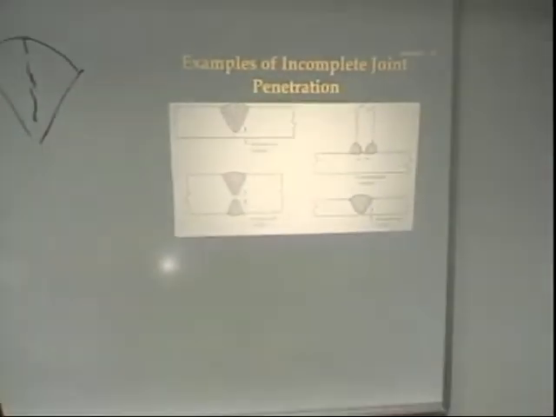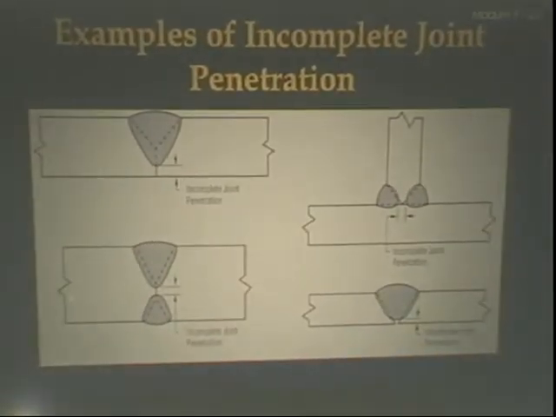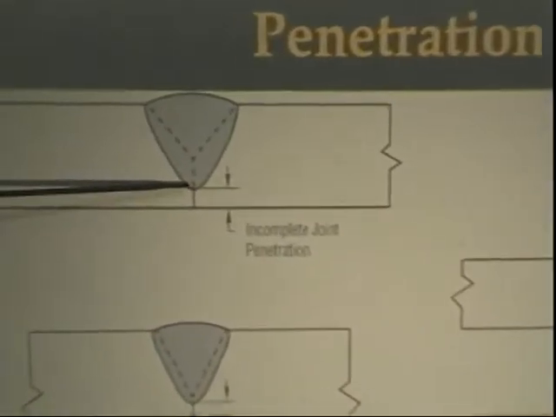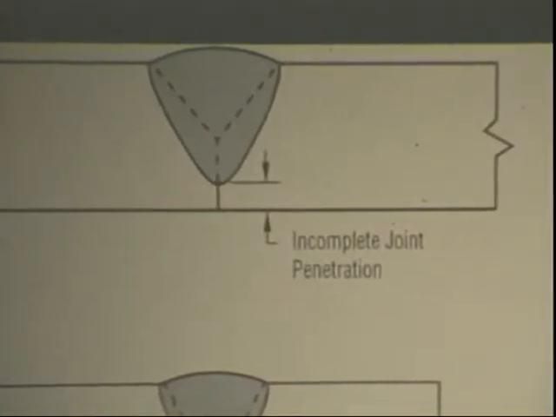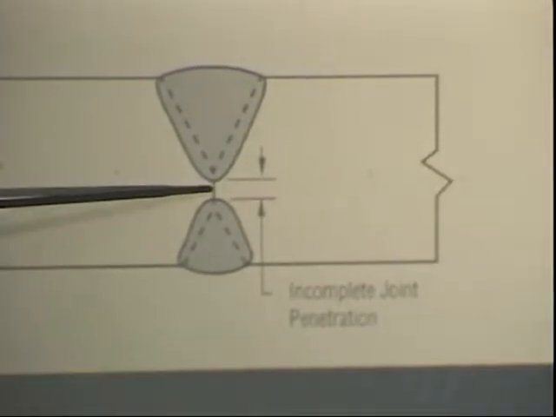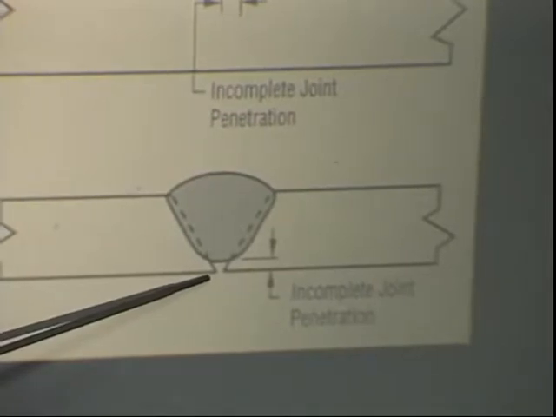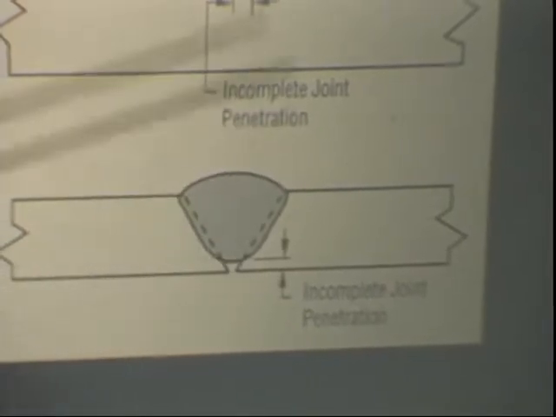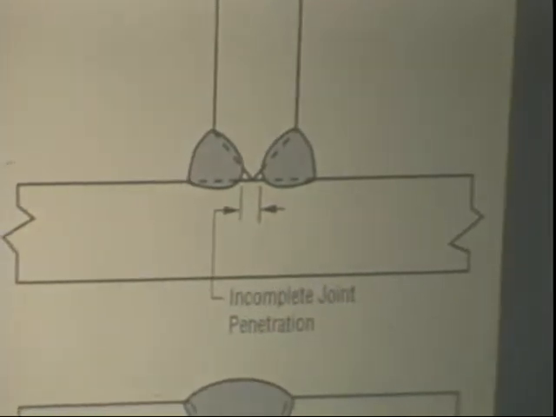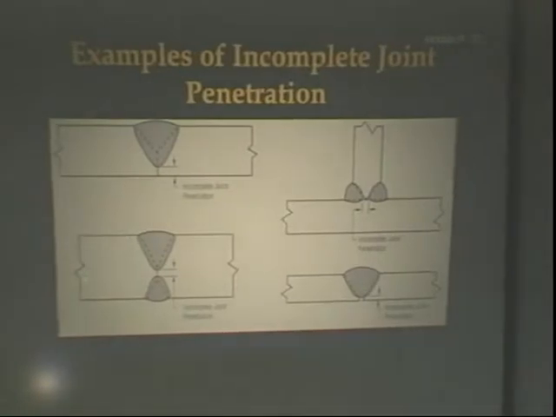And here are some examples of incomplete joint penetration. You have this slide on your next page. And incomplete joint penetration in a single V groove, a double V groove where they haven't completely fused it, a single V groove again where they didn't go all the way through, and then here at the root on this double bevel they haven't gone all the way through. Those are all examples of incomplete joint penetration.